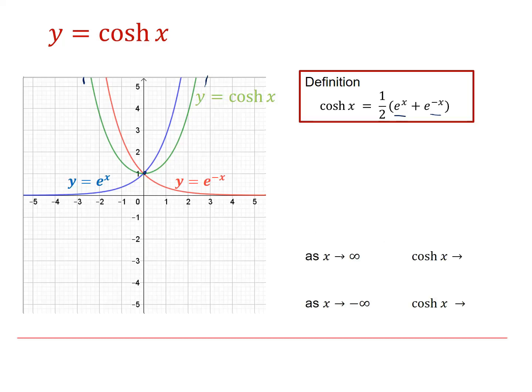So what happens as x tends to infinity? Cosh x tends to infinity as well. And what happens as x tends to minus infinity? Cosh x again tends to infinity.